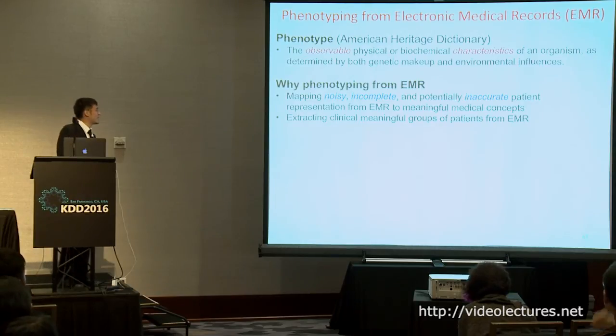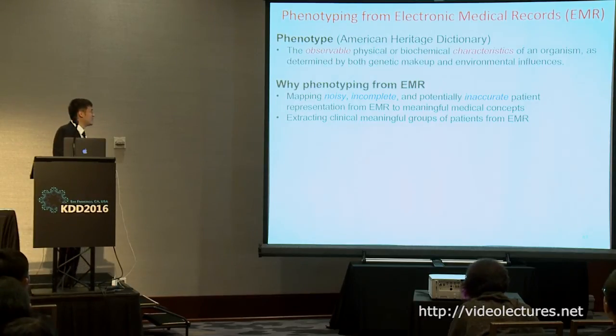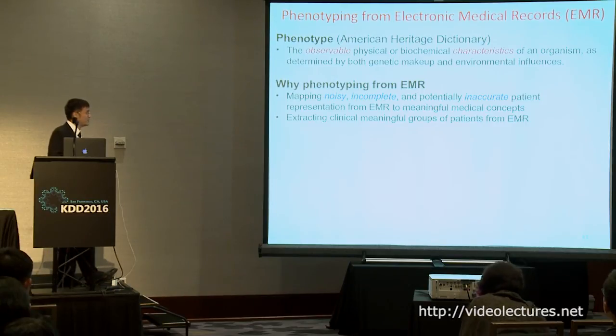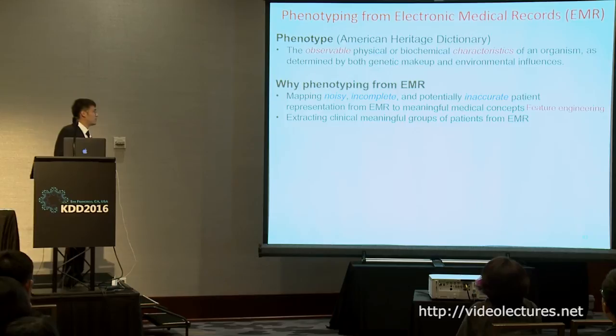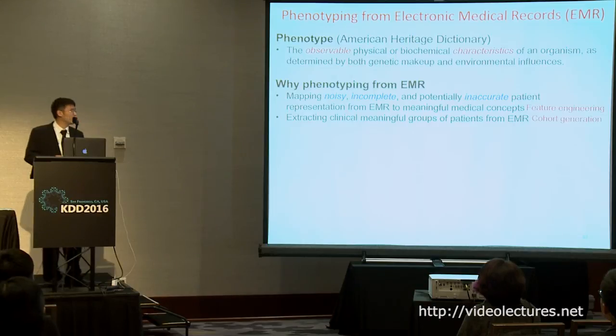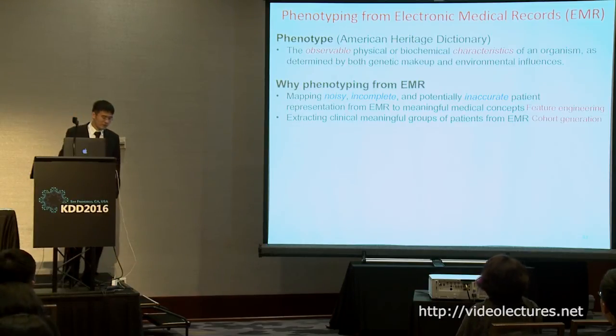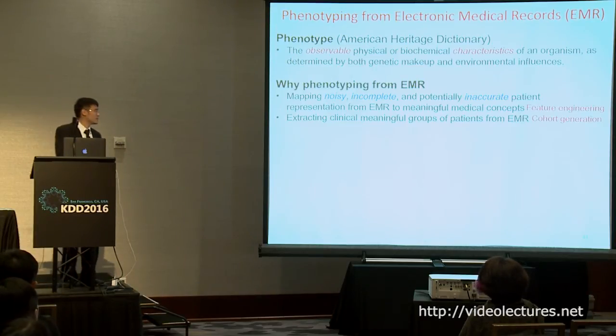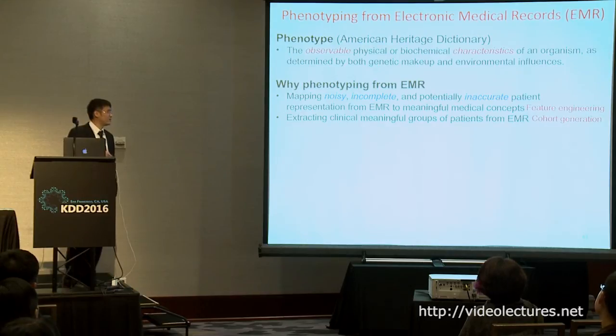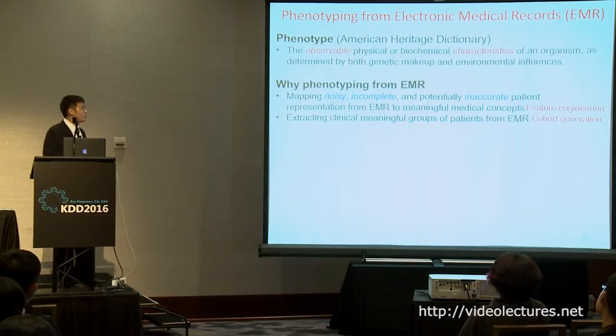So my understanding is that phenotyping is important because EMR data is noisy, incomplete, and inaccurate. So we need to represent the EMR as meaningful medical concepts. Also, for some medical papers, they need to extract clinically meaningful groups of patients from EMR. For example, in the first section, Fei used a lot of CHF prediction and diabetes prediction, right? So for the EMR data, we need to identify a group of patients and do some cohort generation.